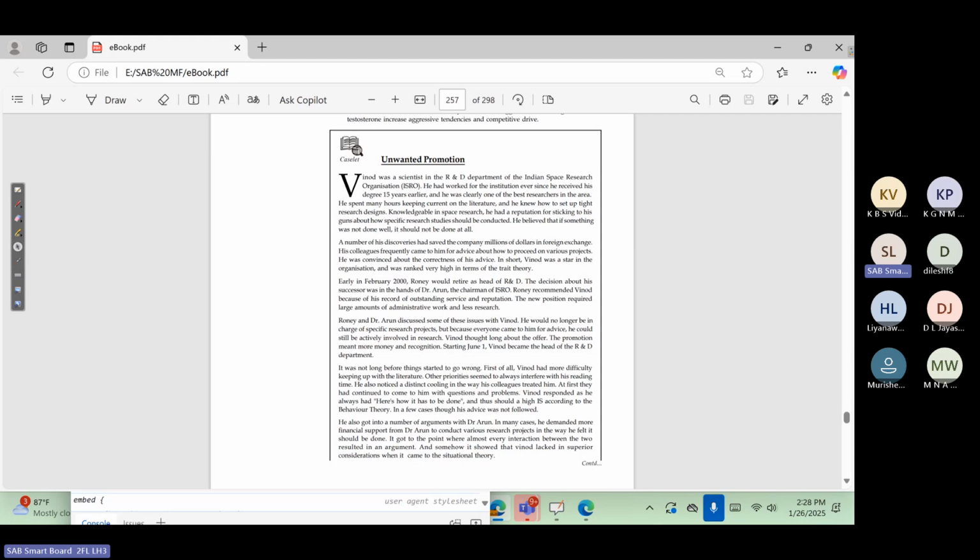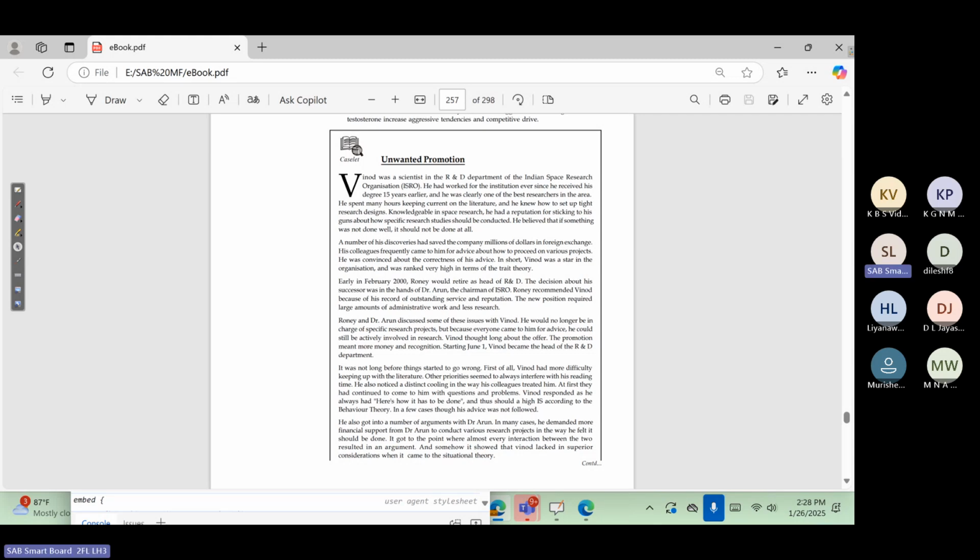Knowledgeable in space research, he had a reputation for sticking to his guns about how specific research studies should be conducted. He believed that if something was not done well, it should not be done at all. A number of his discoveries had saved the company millions of dollars in foreign exchange. His colleagues frequently came to him for advice about how to proceed in various projects. He was convinced about the correctness of his advice.